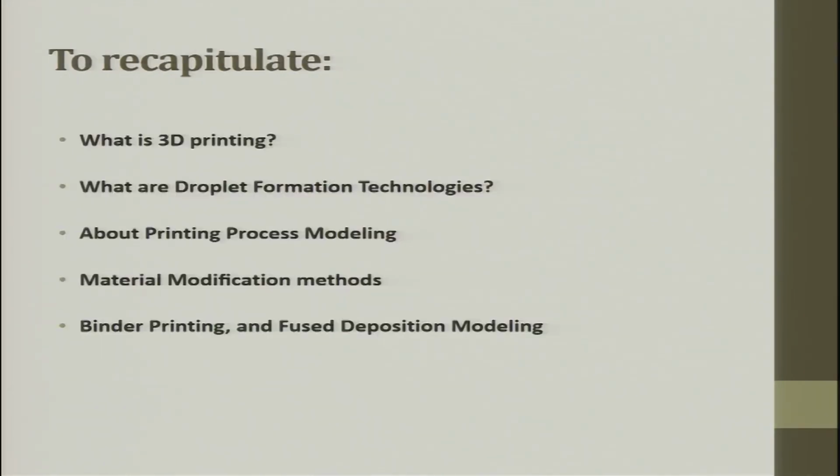So, in this chapter what we saw was 3D printing, what was droplet formation technology, printing process modeling we saw, material modification methods we saw, and binder printing and fused deposition models we saw.